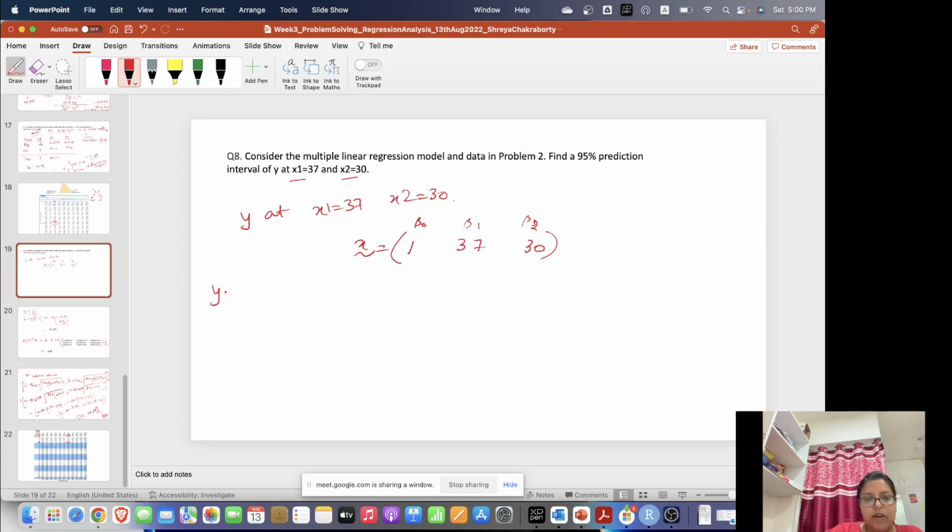So we have to find something which is x prime beta plus epsilon. Now this is the predicted value of y. Let's say this is x0. So y would have some margin of error, and this entire thing. Now y predicted would be this thing.